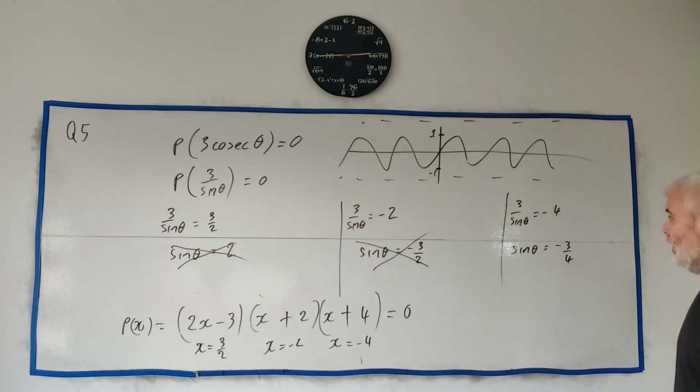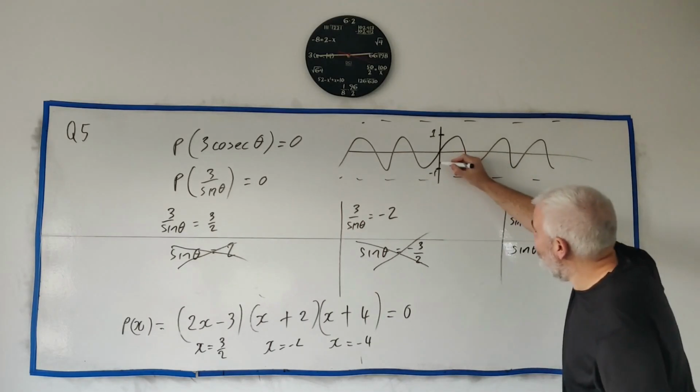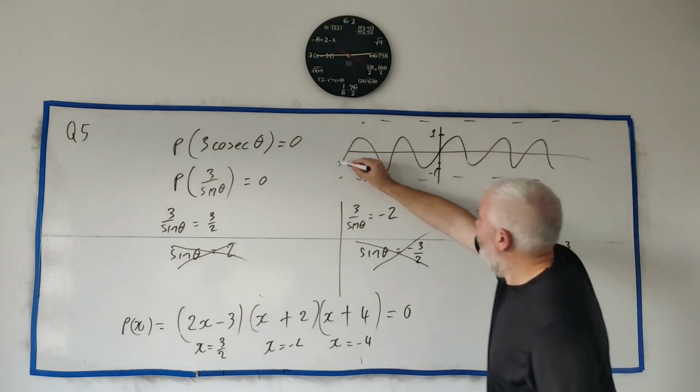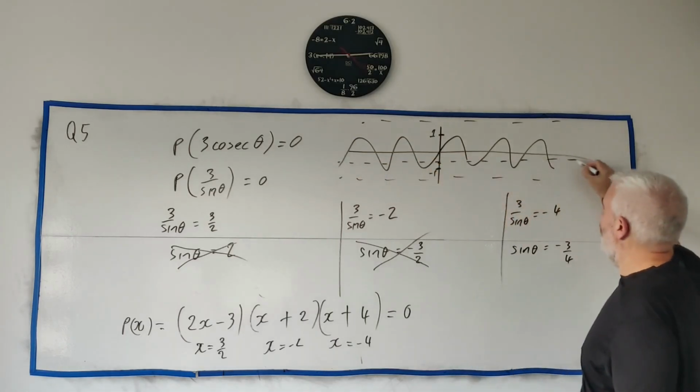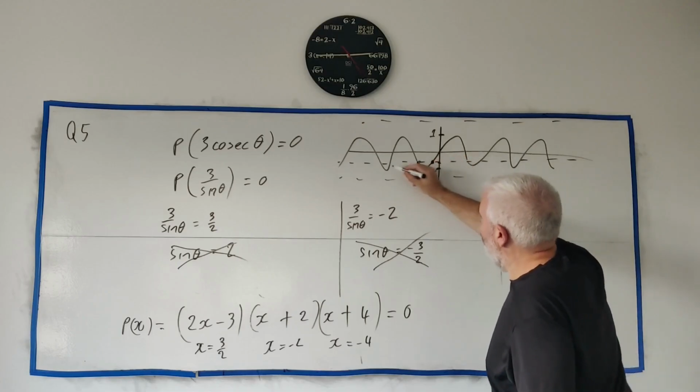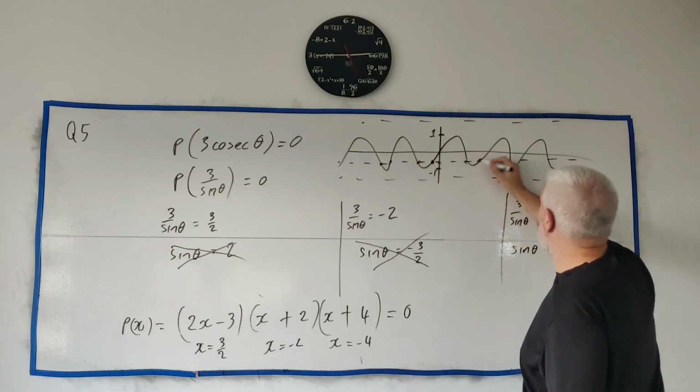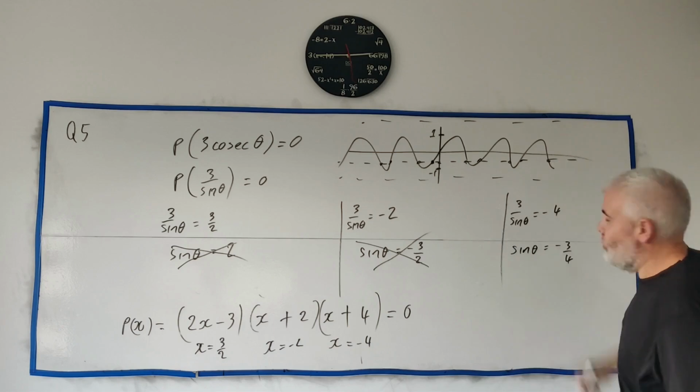We're only left with this one here. When is it equal to minus 3 over 4? Well, that is possible. It's down here. Let's put that dotted line in. There's lots of answers for it. Here's one, here's another. There's infinite answers to this.